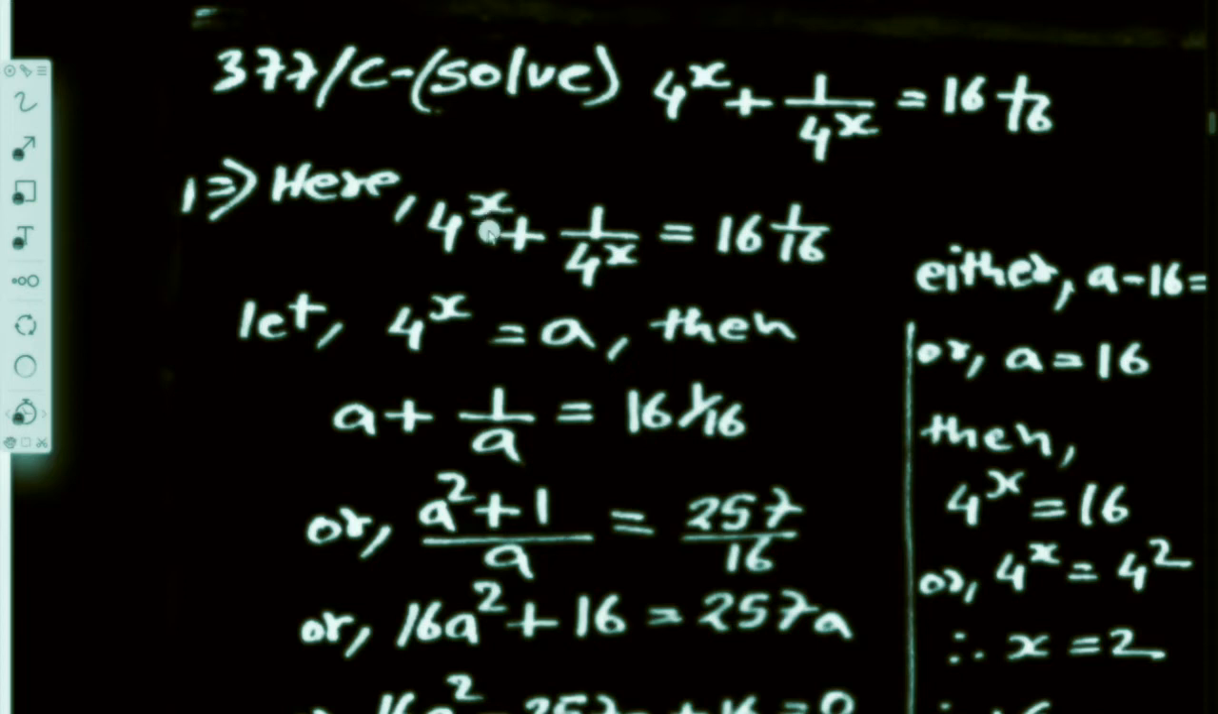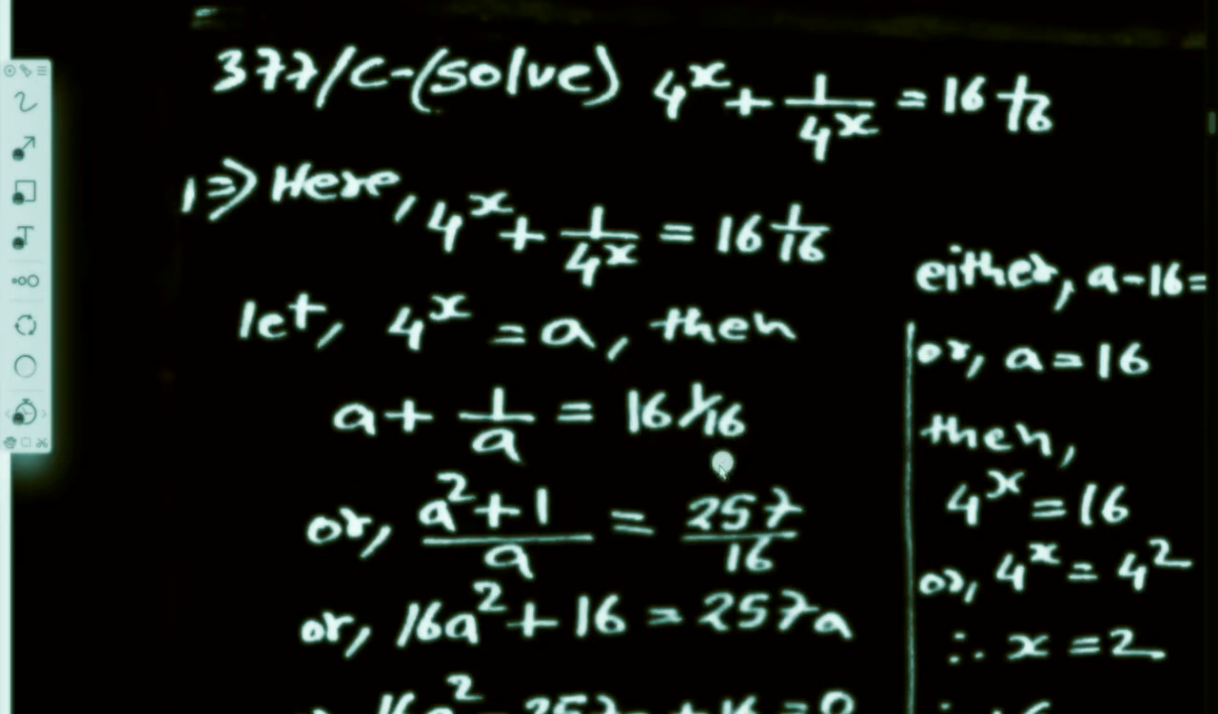This is a little bit confusing, so to make it easy and simple, we let 4 power x equal a. Then in every step, in place of 4 power x, we keep a, to make the calculation simple and easy. Now putting a in place of 4 power x, we get a plus 1 by a equals 16 and 1 by 16. It means 4 power x is a, plus 1 by 4 power x, which means 1 by a, equals 16 and 1 by 16.